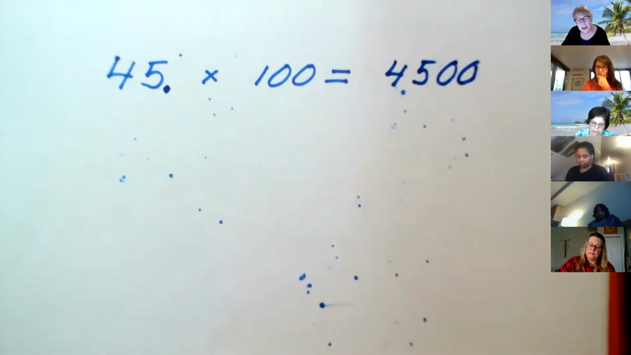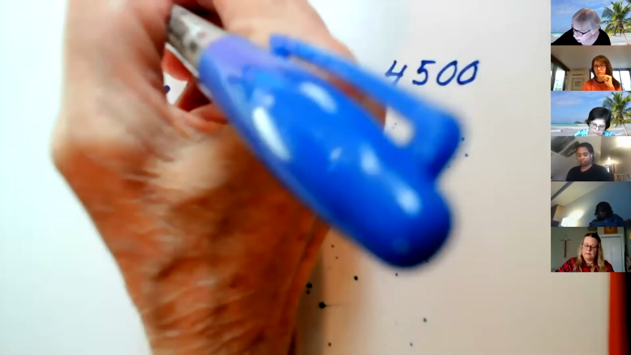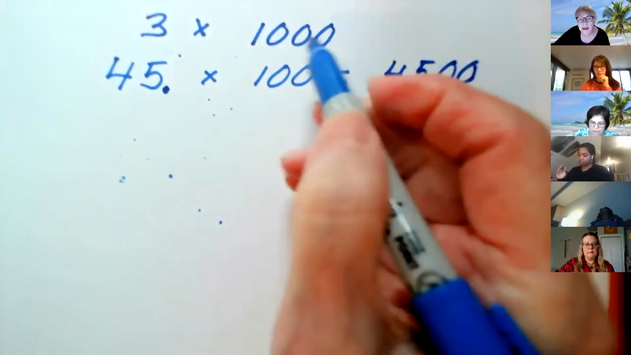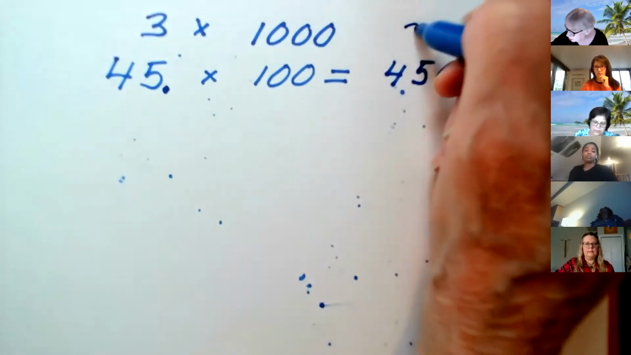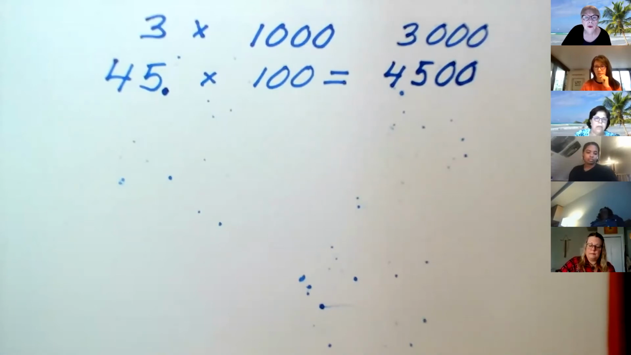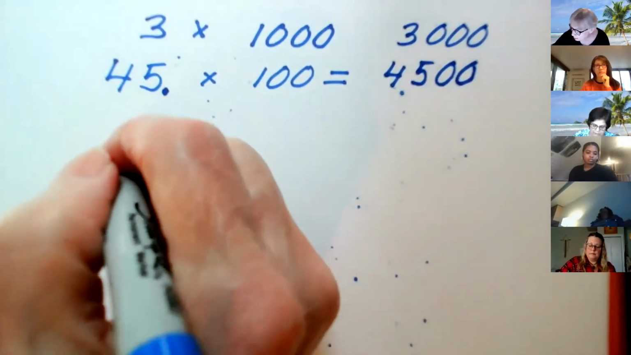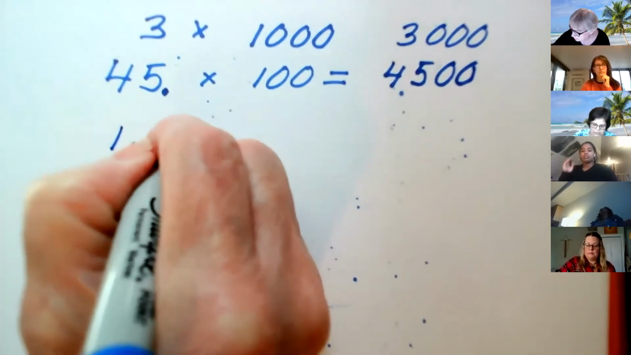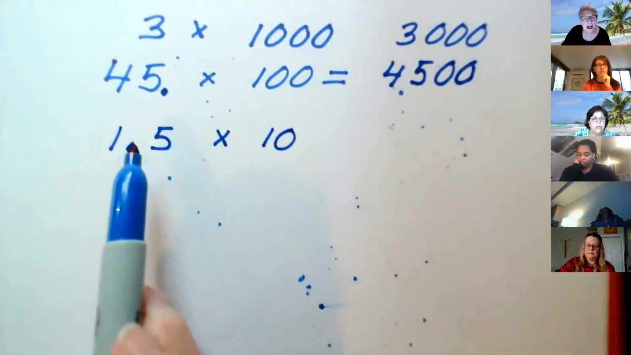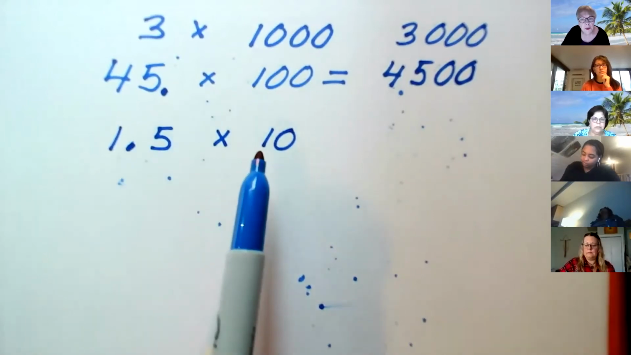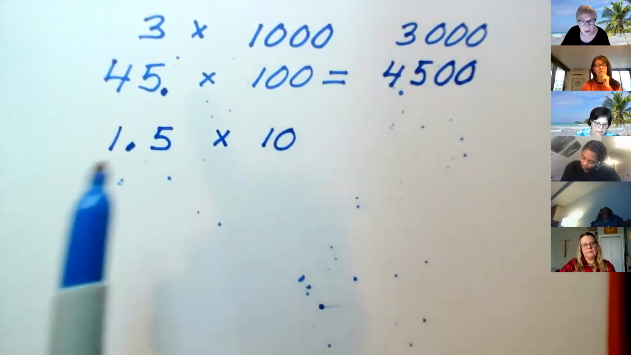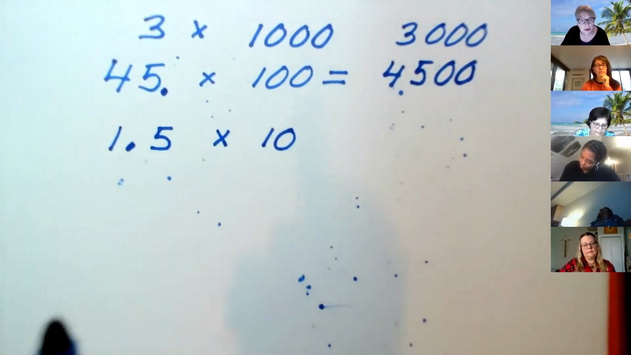Now, let's turn this into a decimal problem. So you probably realize that this works for anything that's a multiple of 10. If you have 3 times 1,000, the answer would be 3,000. Right? So what about I do this? What if I have a decimal number and I'm going to multiply by 10 or 100 or 1,000? You don't want to do this the long way.